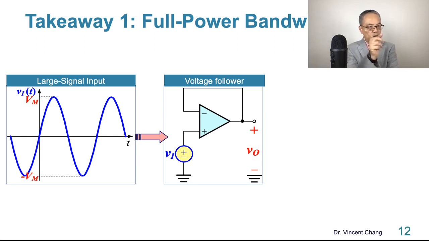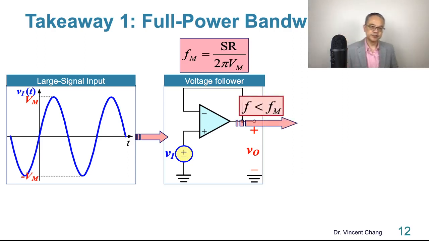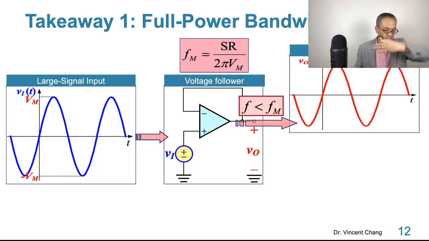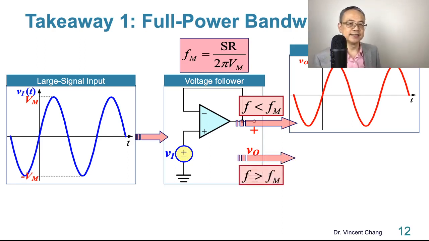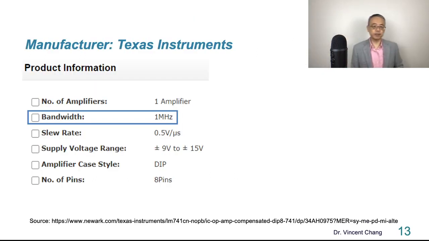So here's the takeaway. Number one, full power bandwidth. That's the definition. It's decided by two parameters, slew rate and the rated output voltage. If it's low frequency, large signal operation, then it's sinusoidal in, sinusoidal out. But if it's high frequency operation exceeding that maximum frequency limit, then it's going to turn the sinusoidal into a triangular waveform.